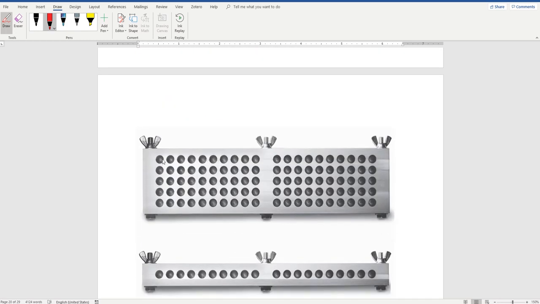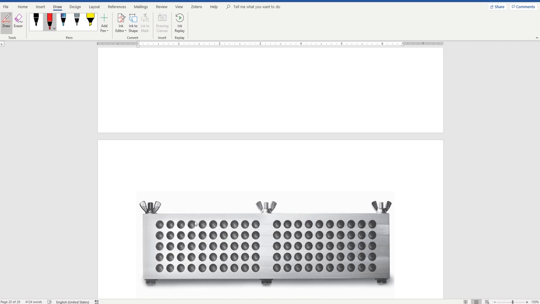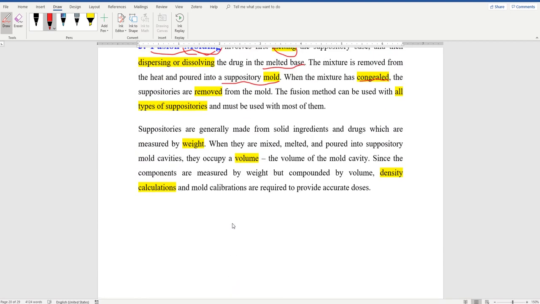Of course, in some cases we need to lubricate these openings with materials such as mineral oil or glycerin, depending on the base I am using. If I'm using an oleogenous base, then I can use glycerin for lubrication. If I'm using a water soluble base, then I can use mineral oil. This lubrication is sometimes required in order to facilitate the removal of suppositories from the mold. So you may lubricate and then add the melted material containing the suppository base with the drug dispersed or dissolved, and you leave it in the mold until it cools down and solidifies. Then you can open the mold and remove the suppositories.